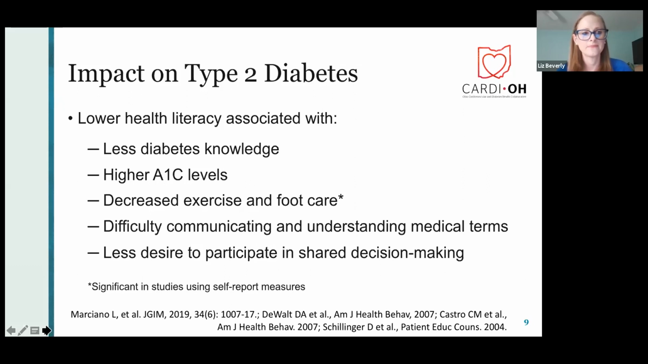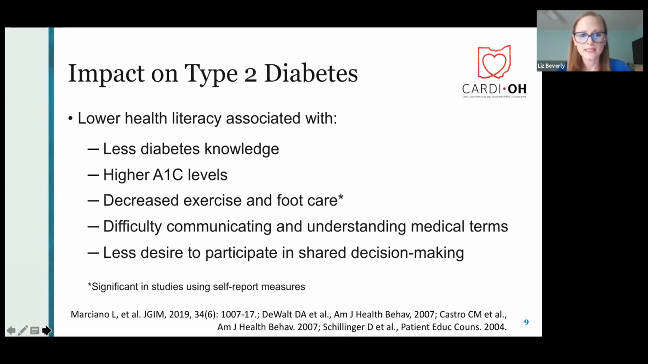So specifically, in terms of the impact that health literacy has on type 2 diabetes, there were two other systematic reviews and meta-analyses that came out very recently looking at the impact that it has. And this is their findings. So lower health literacy is associated with less diabetes knowledge. That's a very consistent finding. It's also associated with higher A1C levels.